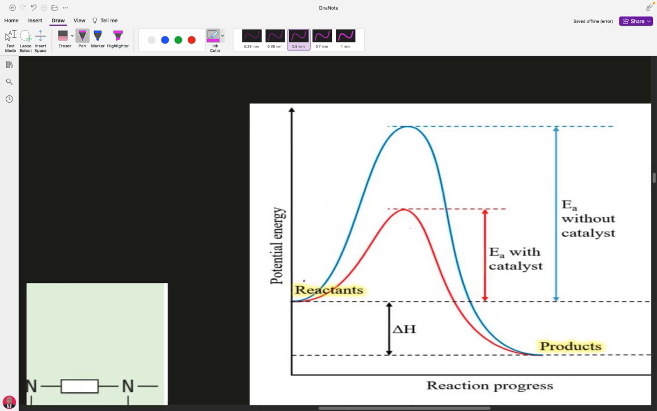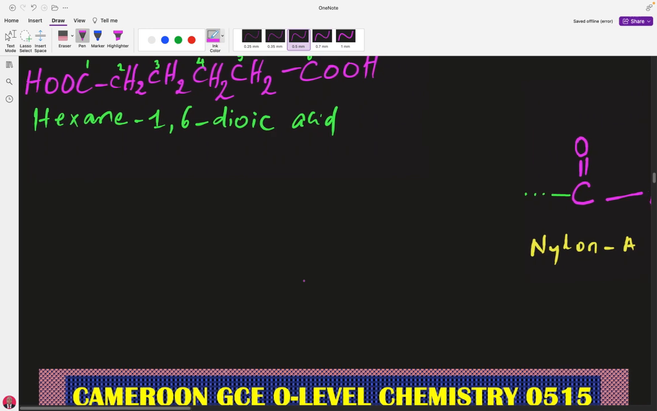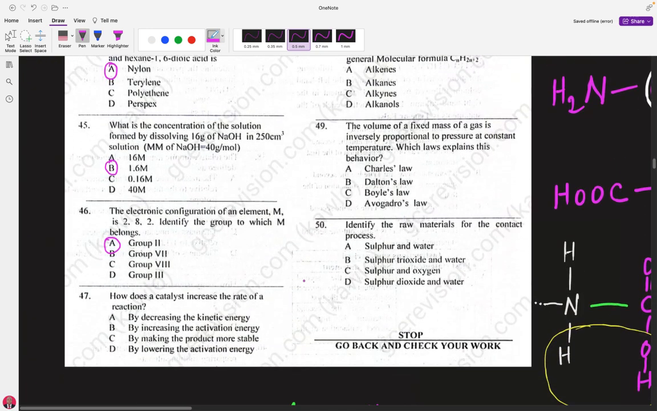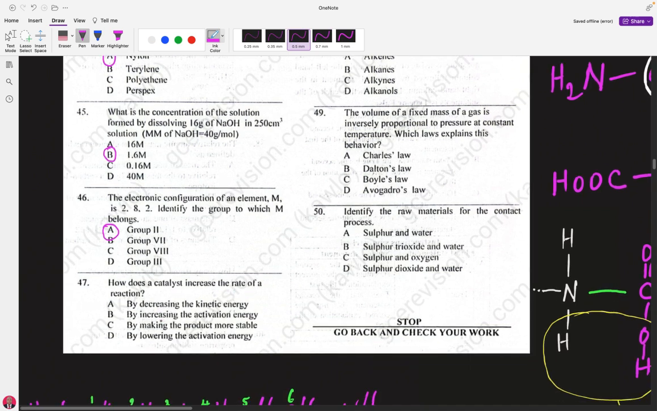Let's get back to our answer choices. How does a catalyst increase the rate of a reaction? By decreasing the kinetic energy? No. Increasing the activation energy? No. By making the product more stable? No. By lowering the activation energy. That is the answer we got.